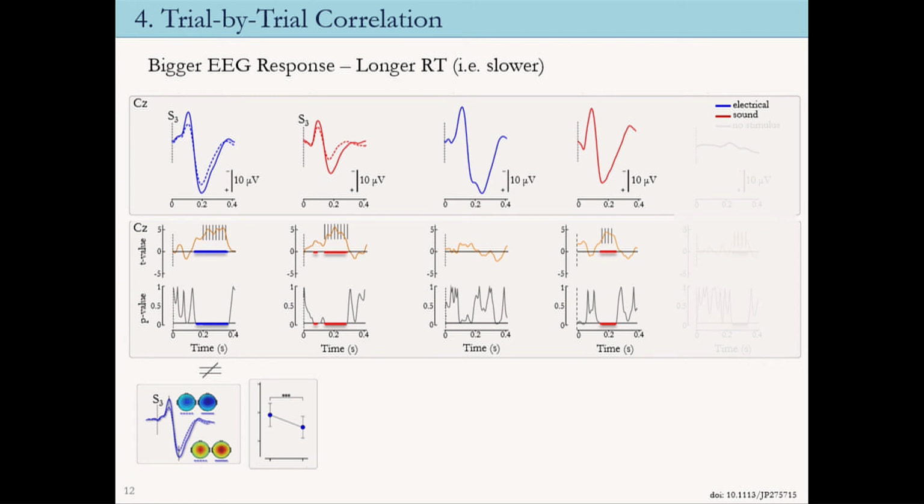Okay, still puzzled. And then we also had the condition where our participants didn't receive any stimulus at all. And we looked at that, and we found that pretty much in the same time window, around 200 to 300 milliseconds, again, we found the same correlation, that when our EEG becomes more positive, our reaction times become more positive, longer.